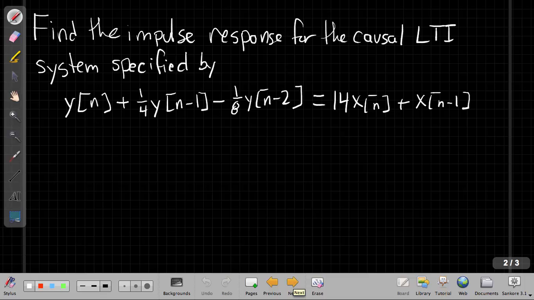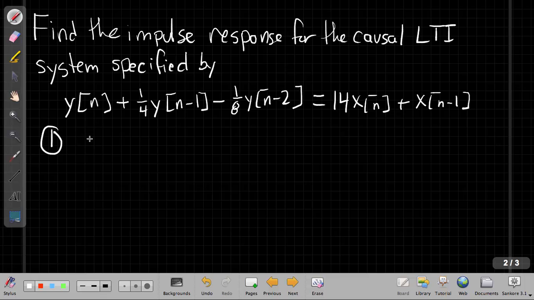invariant system specified by the difference equation shown there, y of n plus 1/4 y of n minus 1 minus an eighth y of n minus 2 equals 14x of n plus x of n minus 1. And there's sort of three key steps here I'm going to lay out first for you.